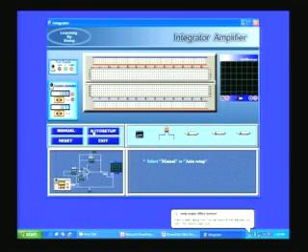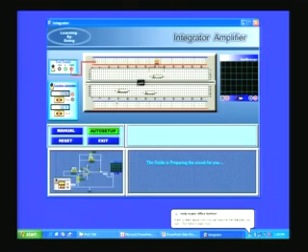So let me do auto setup. When I do auto setup, the op amp and the various components will go automatically and position themselves on the breadboard, and the rest of the wiring will be completed very quickly on its own automatically.